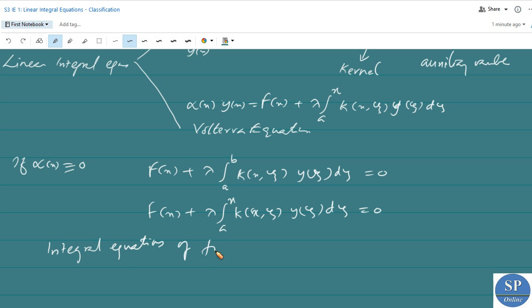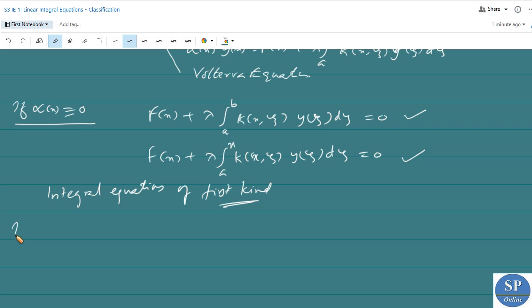That is, when alpha equal to 0, the given equations are called integral equations of first kind. That is, this equation is the Fredholm integral equation of first kind, and this equation is the Volterra integral equation of first kind. Clear?